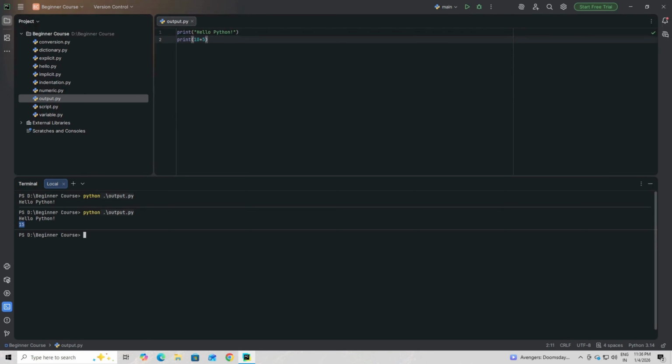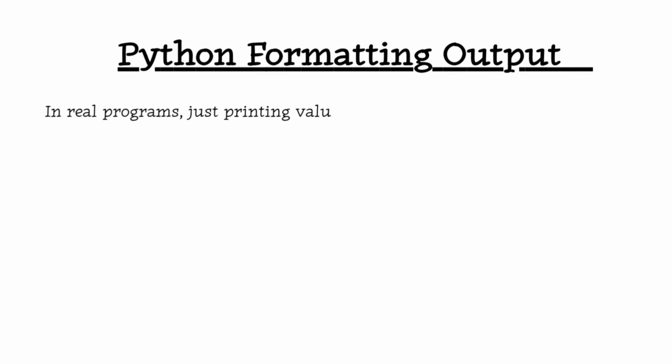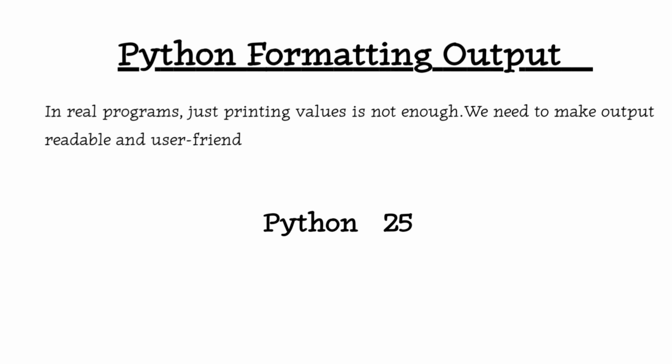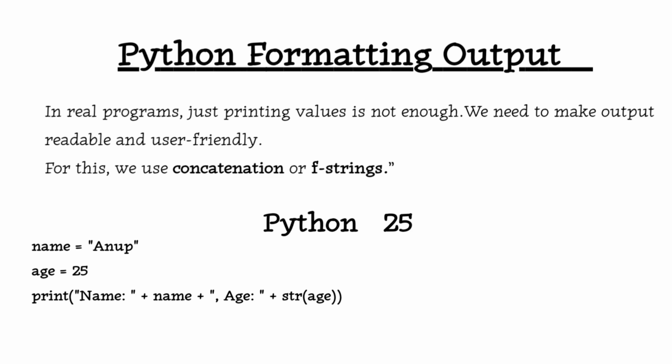Now let's talk about another important concept, that is formatting output. In real programs, printing raw values is not sufficient. To understand the code better, the output should be clear, readable and meaningful for the user. For example, I am showing on the screen right now. If I only print the output as Python and 25, it is technically right, but it is not user friendly. That's why we format the output using labels like name, age, total, or result.